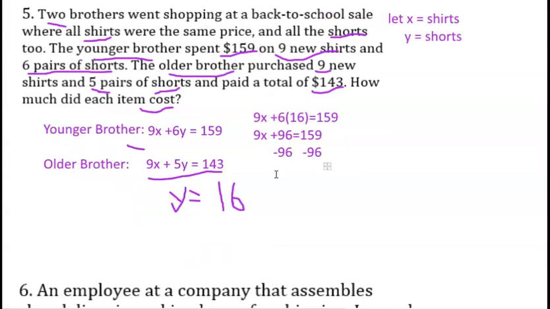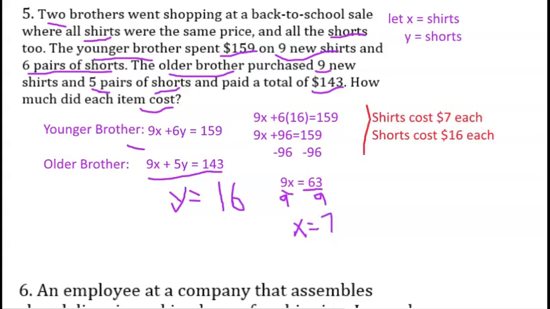From here we have 9x equals 63. And then from there you want to divide each term by 9. So x equals 7. So your solution is shirts cost $7 each and shorts cost $16 each.